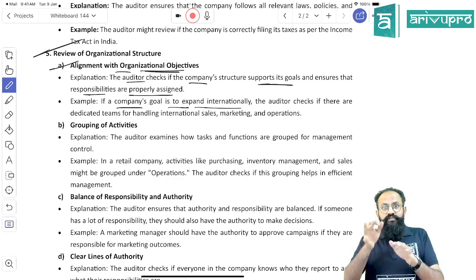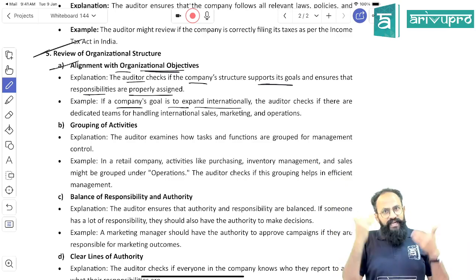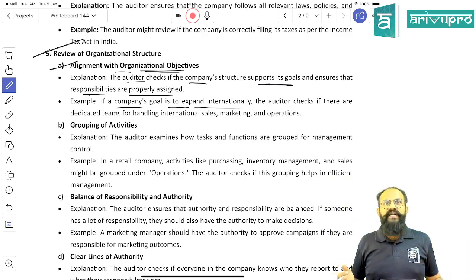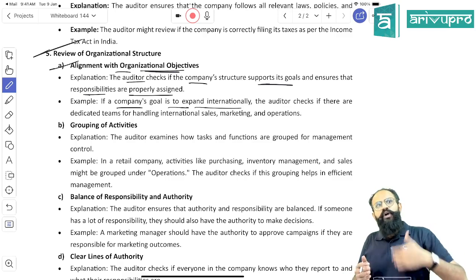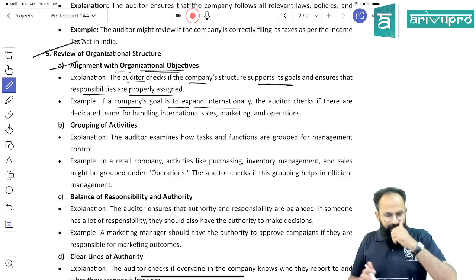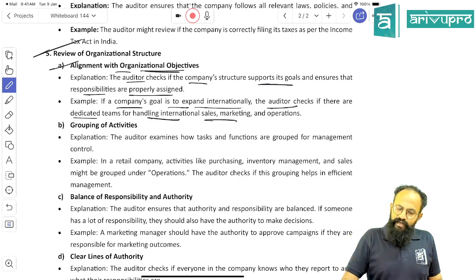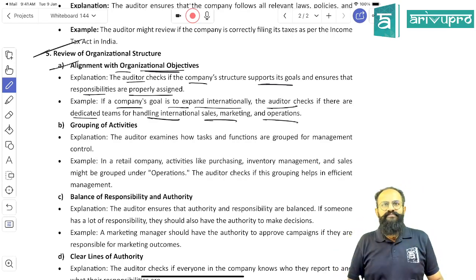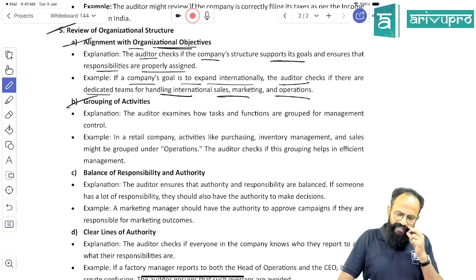Now you will try to see between my dream and reality, is there any connection or is it absolutely disconnected, is what will be the scope of the internal auditor. So my goals and whatever is my procedure or process, are they both in line, is what I will check here. See, the auditor checks if there are dedicated teams for handling international sales, marketing, operations, etc. Correct? Okay, now see here, grouping of activities.